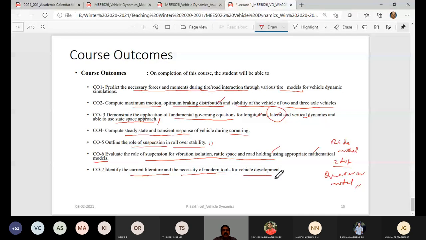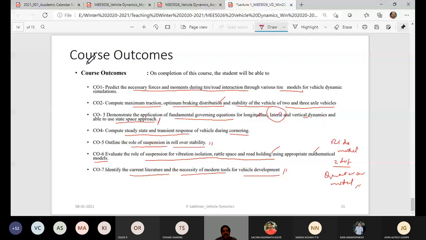So with that, we have come to the end of today's lecture. And I would quickly share with you some points on the rubrics of this assessment and stop in another 2-3 minutes. So we are aware you all have this academic calendar, the key dates.